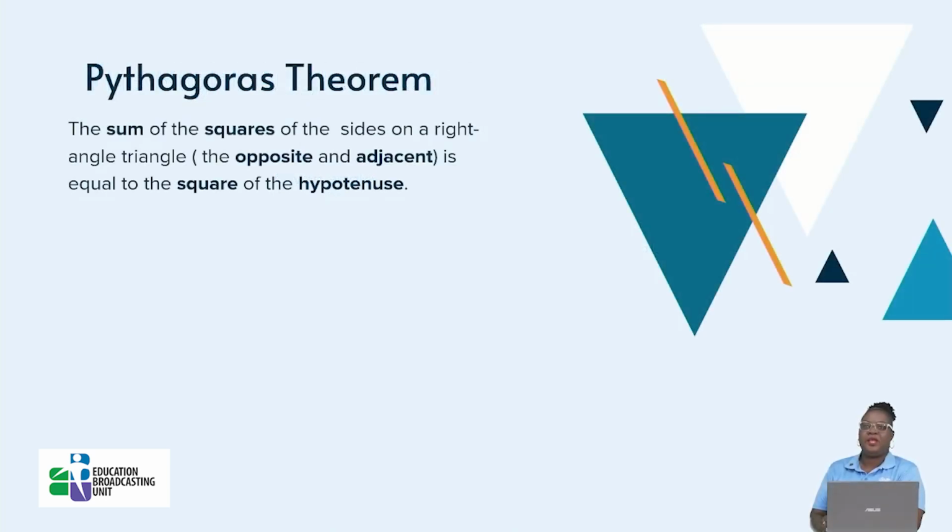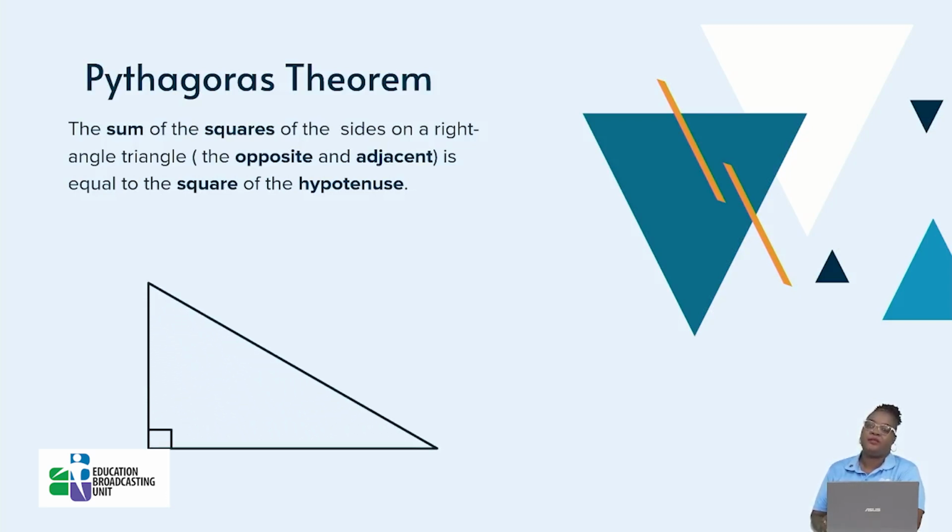Pythagoras theorem. The sum of the squares of the sides on a right angle triangle, the opposite and adjacent, is equal to the square of the hypotenuse. Remember, the hypotenuse is the longest side of the triangle. So let's call the hypotenuse C and the opposite and adjacent A and B. Therefore, A squared plus B squared is equal to C squared. So the sum of the opposite and adjacent squared is equal to the hypotenuse squared.